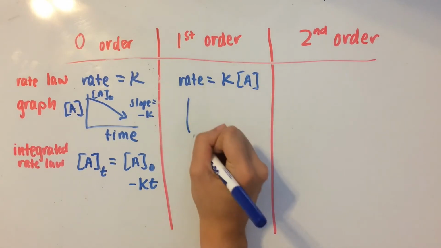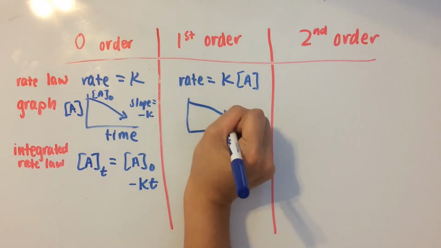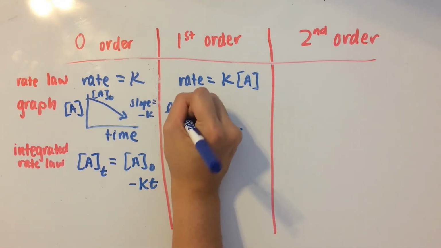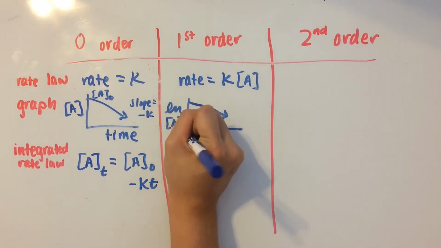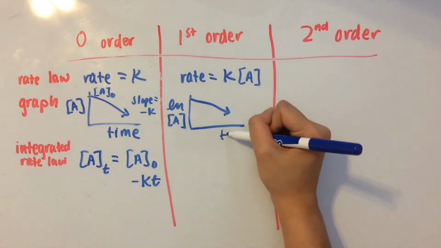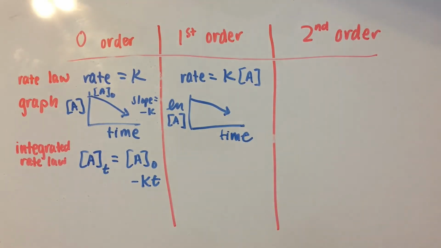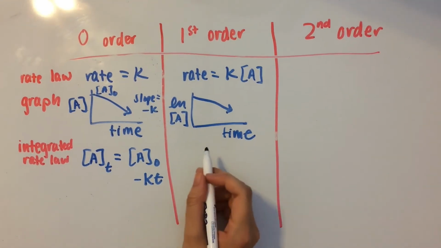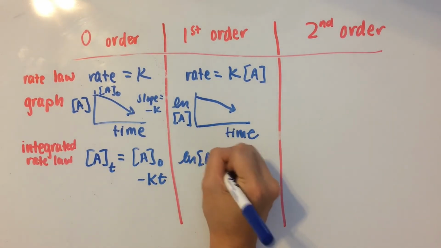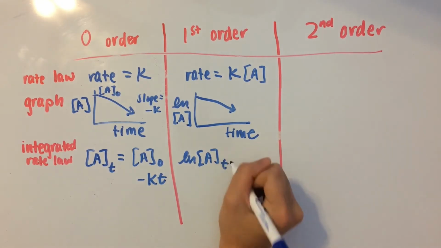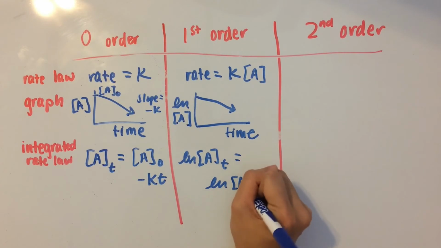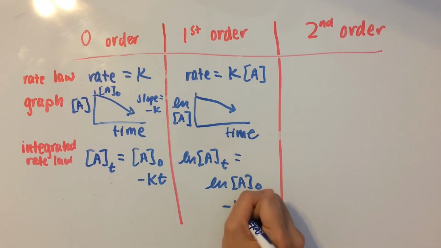Now the graph looks pretty much similar to a zero order graph, except on the y-axis you have the natural log of the concentration of A instead of just concentration of A. Then we also have time on the x-axis. Now for the integrated rate law, we have natural log of concentration of A at a particular point equals natural log of initial concentration, minus kt.